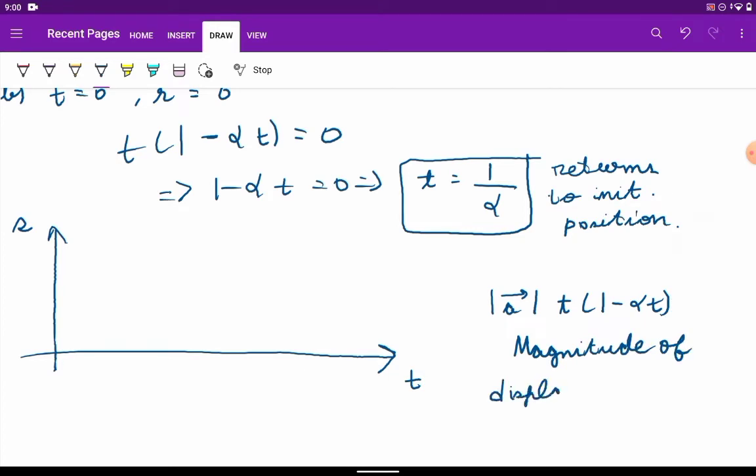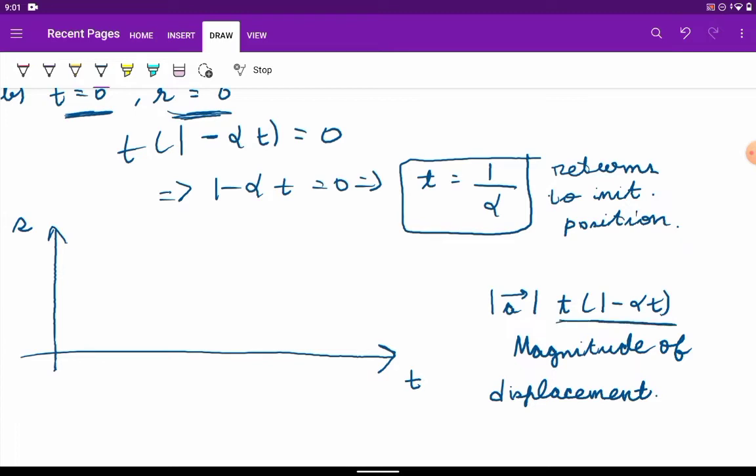With respect to time, right? Because see, at t equal to 0, it is at origin, right? So after t equal to 0, it basically starts from the origin itself. So this is basically the displacement from t equal to 0, we can say, because it's starting at the origin.